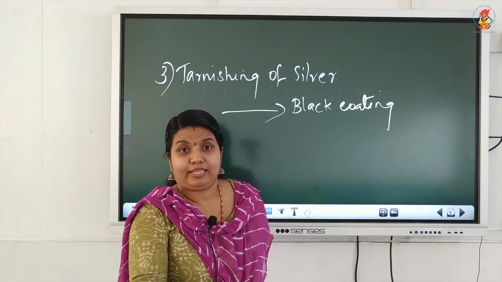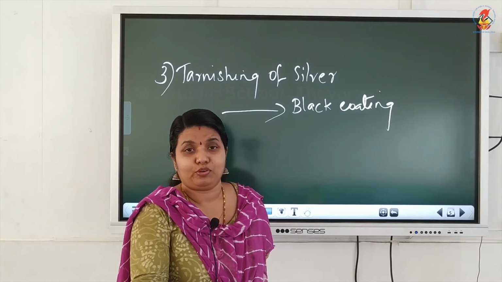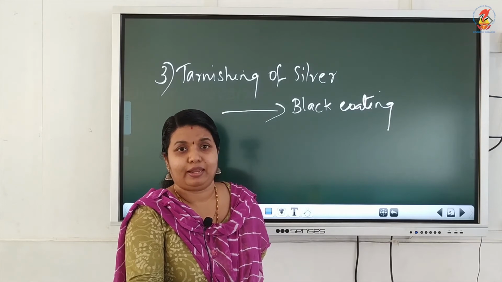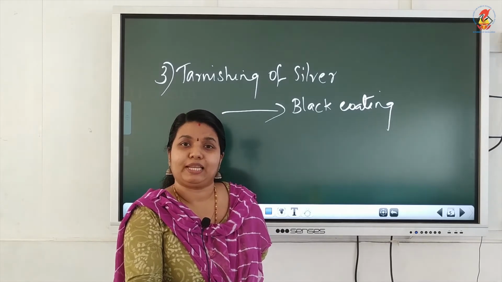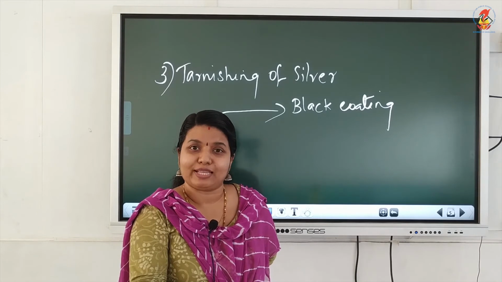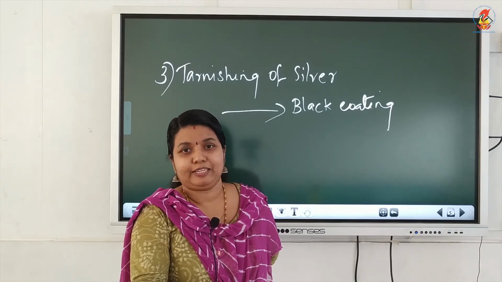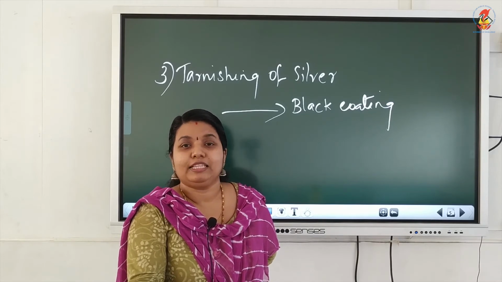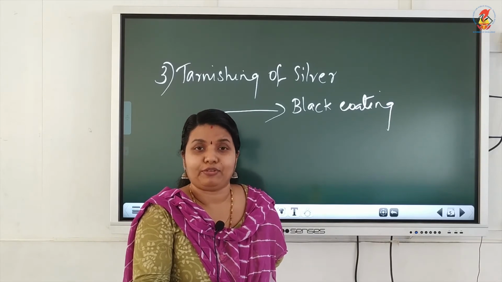Then copper. Second example is copper when exposed to moist air. It reacts with oxygen, water and carbon dioxide from the air to form a mixture of copper carbonate and copper hydroxide, which we call basic copper carbonate, and it is obtained as a green coating on the surface of copper objects. This phenomenon is known as tarnishing of copper.